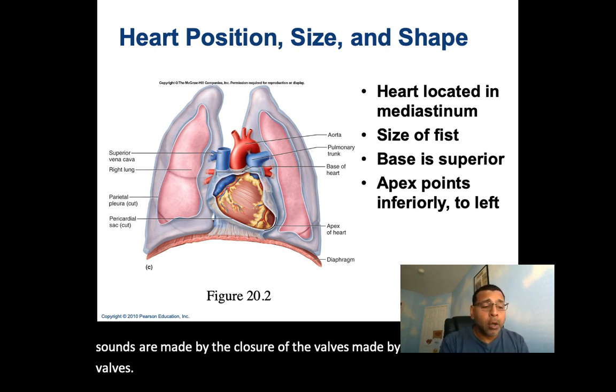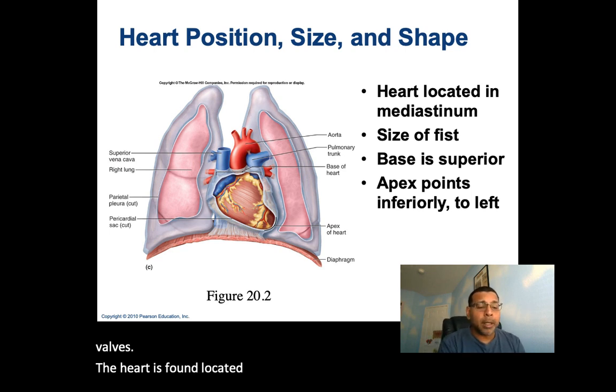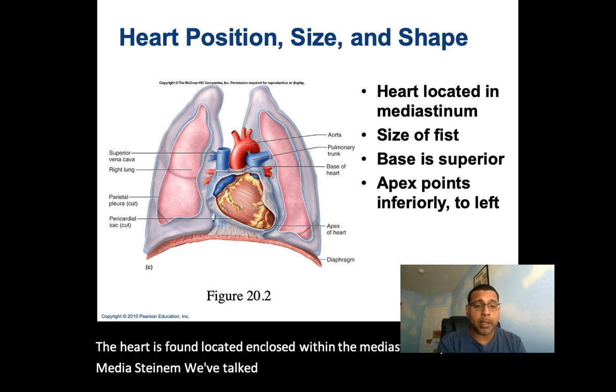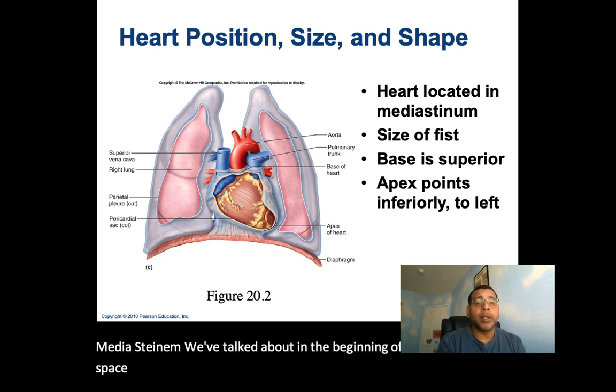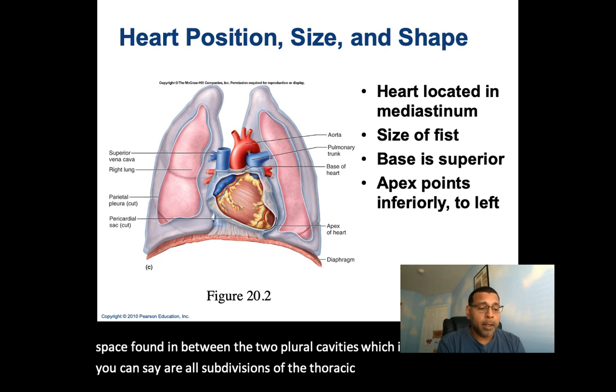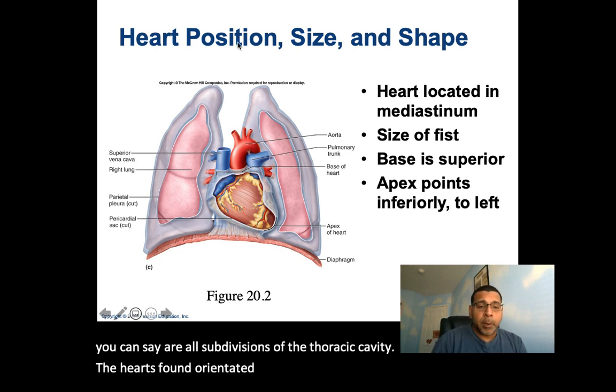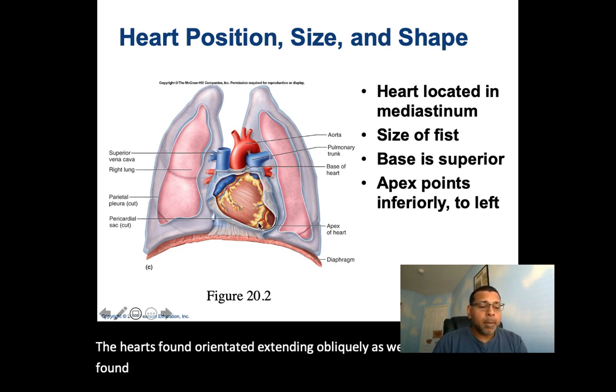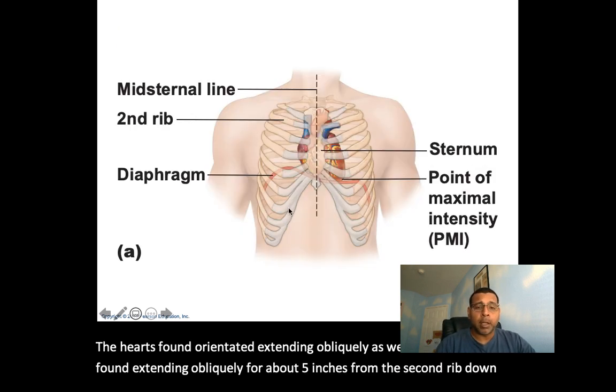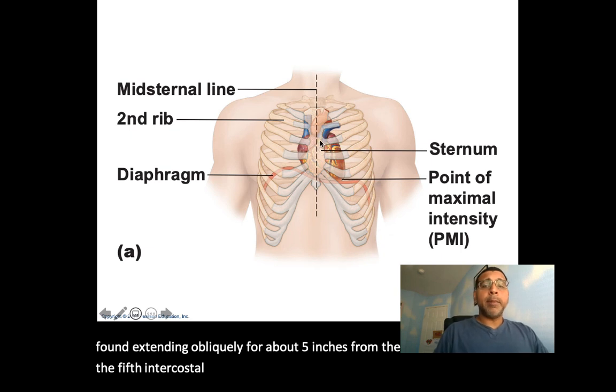The heart is located enclosed within the mediastinum. If you recall, we talked about the mediastinum at the beginning of the semester: the space between the two pleural cavities, all subdivisions of the thoracic cavity. The heart is oriented extending obliquely, as we can see here, for about 5 inches from the second rib down to the fifth intercostal space.